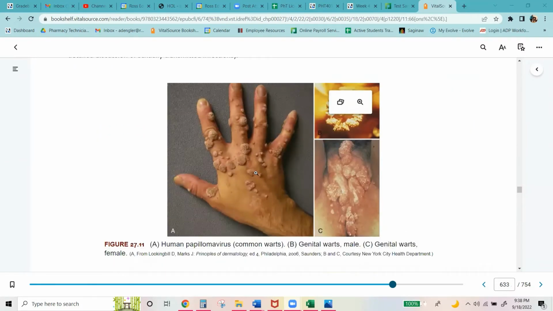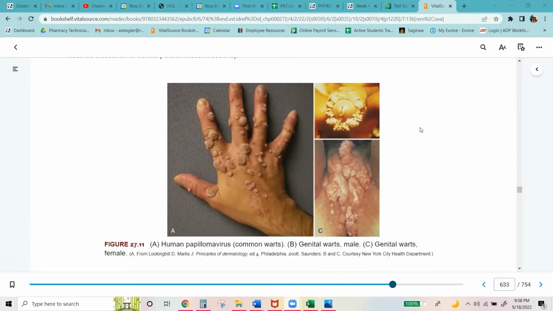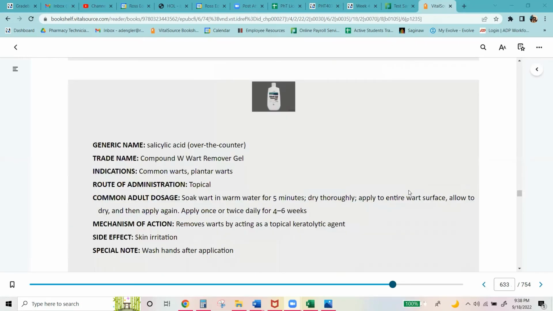So here are the different warts. A is the HPV common wart. B is genital warts. And C is other genital warts. Salicylic acid is over the counter. You can find it under Compound W or many other things.